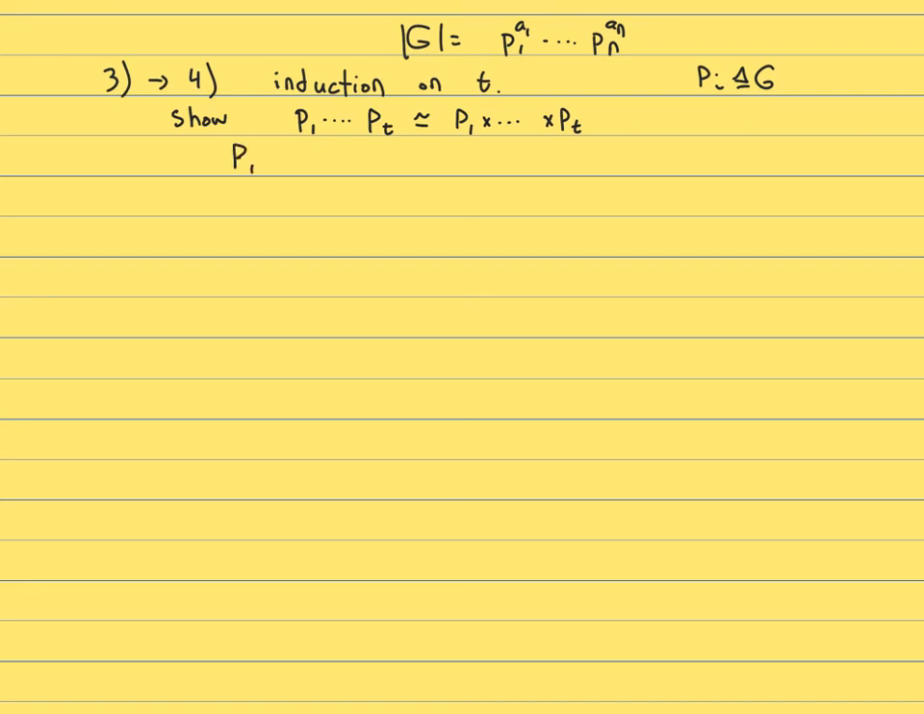Why is this true? Well, Pi is normal in G. That at least allows you to conclude that this product is in fact a subgroup. Without that, you can't even get that far. By the induction hypothesis, you can assume that P1 through P_{t-1} is isomorphic to this direct product. Let's call this H anyways, and we'll let K be Pt.